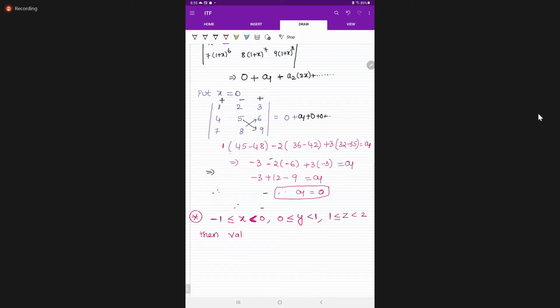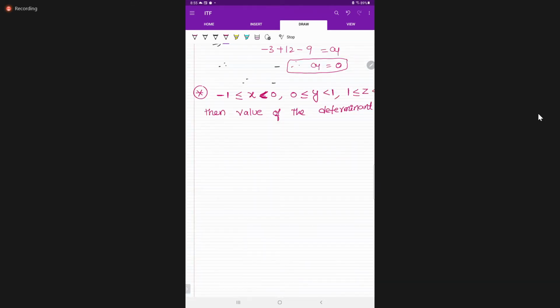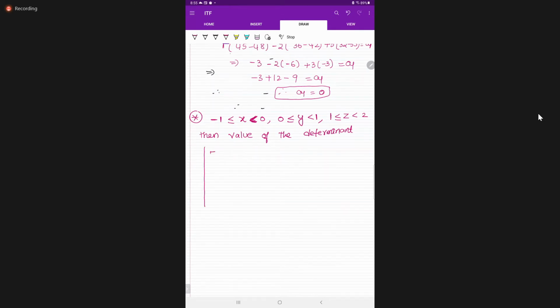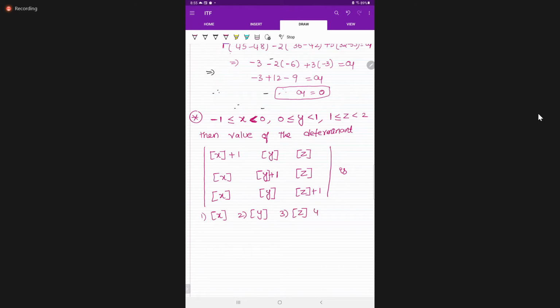Then the value of the determinant of step of x plus 1, step of y, step of z; step of x, step of y plus 1, step of z; step of x, step of y, step of z plus 1 is: first option step of x, second option step of y, third option step of z, and fourth option is step of x plus step of y plus step of z.